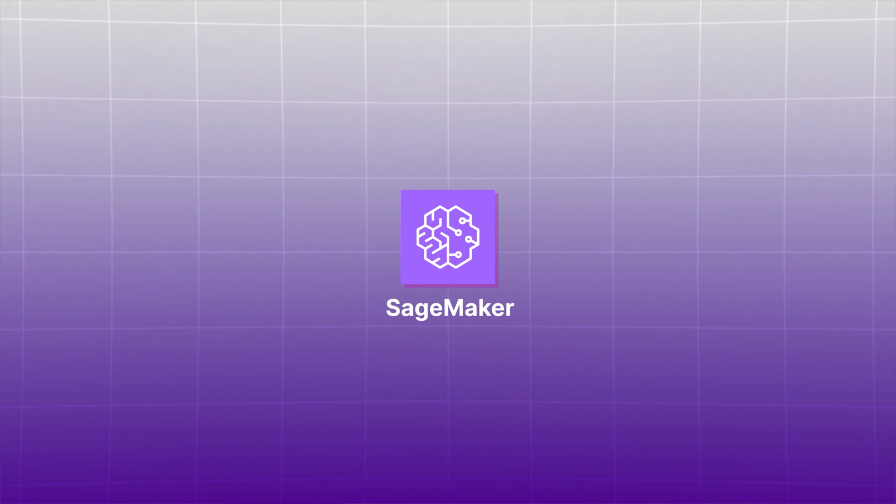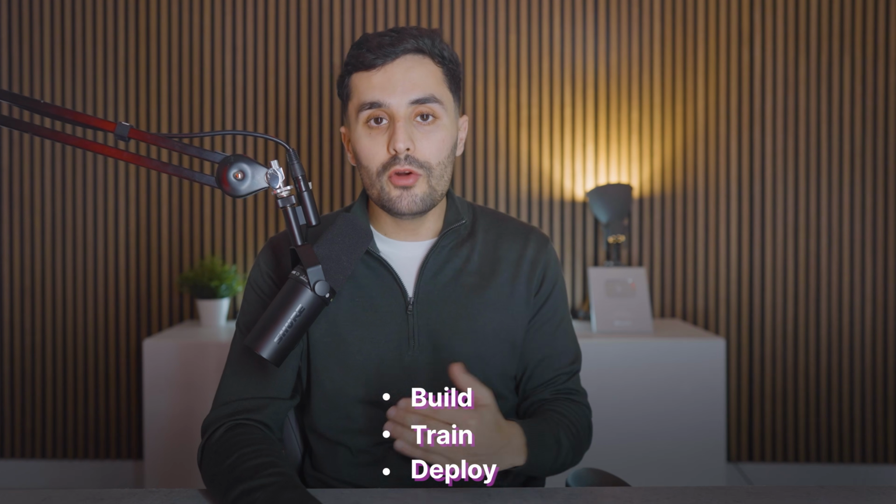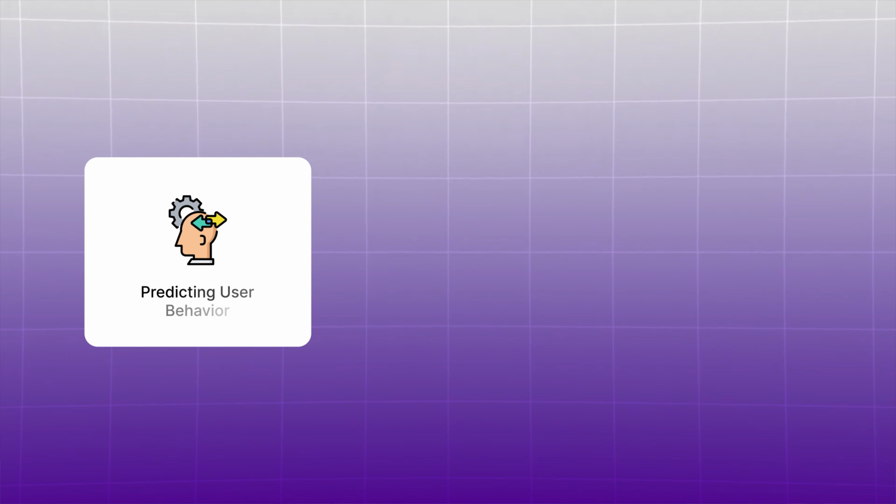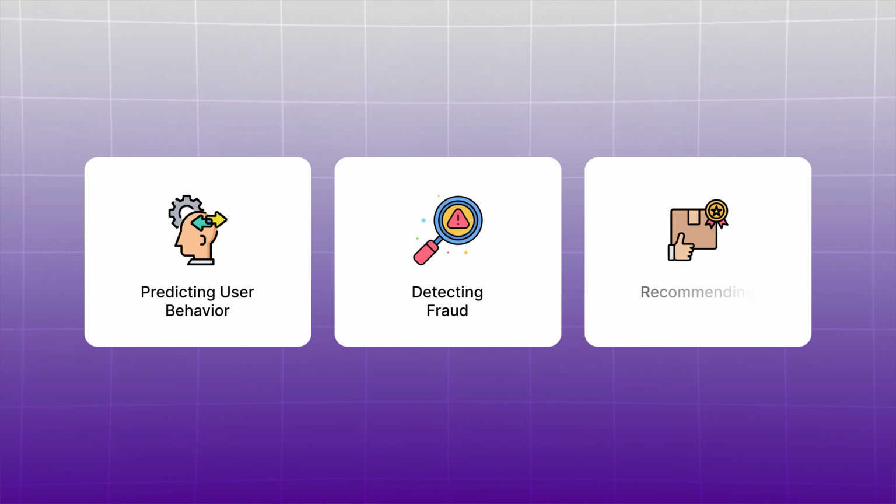Now, if you are the type who wants full control and is ready to dive deeper into AI, Amazon SageMaker is for you. SageMaker is basically like a fully equipped workshop where you can build, train, and deploy your own machine learning models. SageMaker is perfect if you want to do things like predicting user behavior, detecting fraud, or recommending products. Let's say you want to predict which customers are likely to buy certain products.